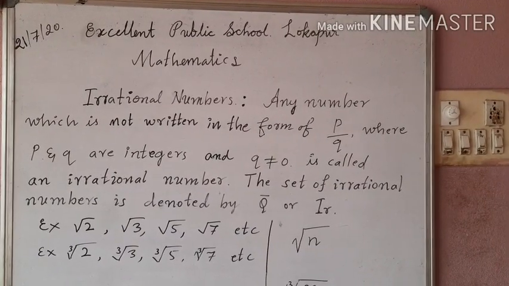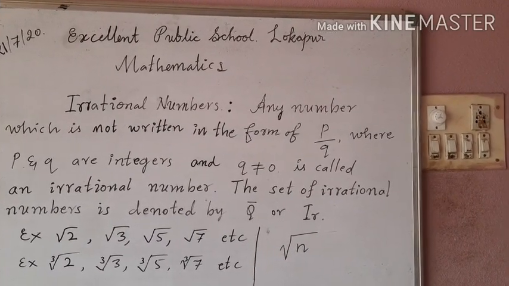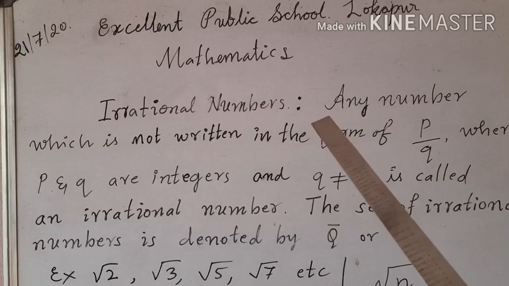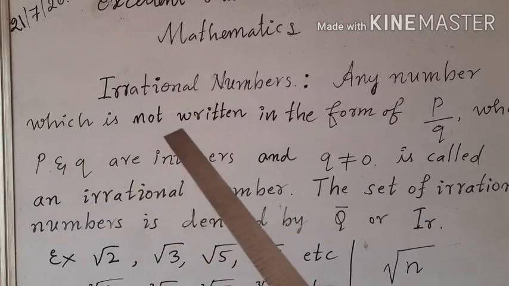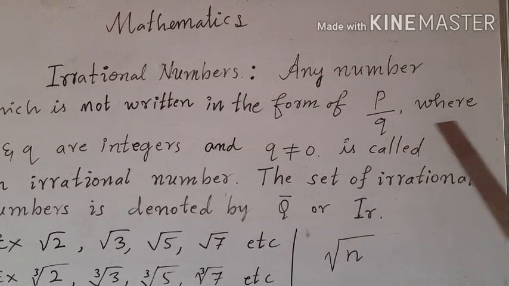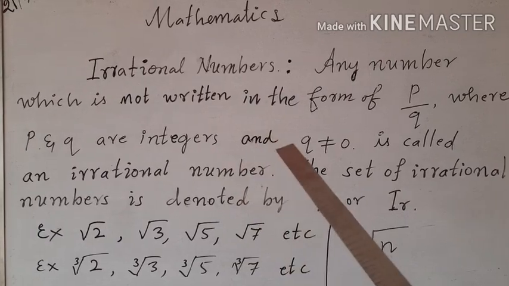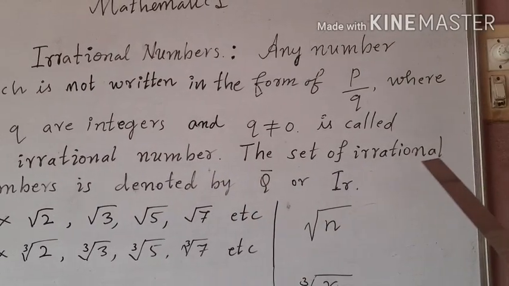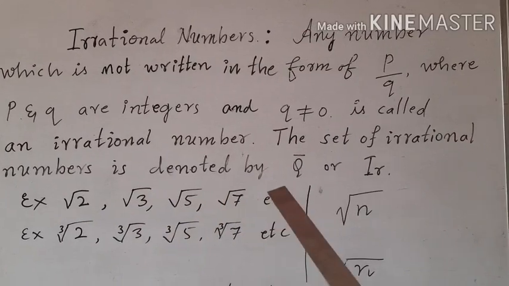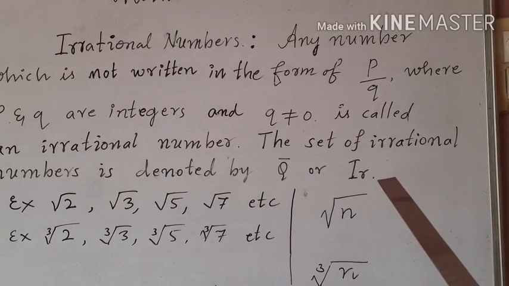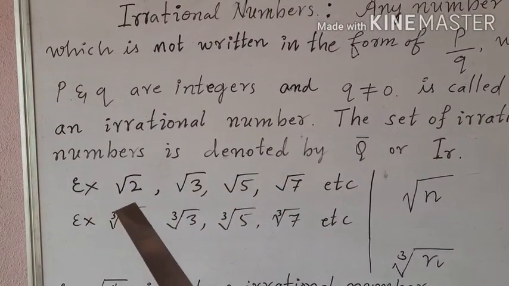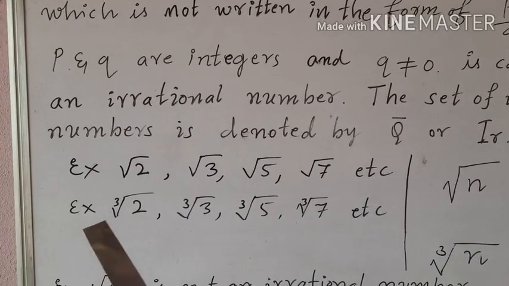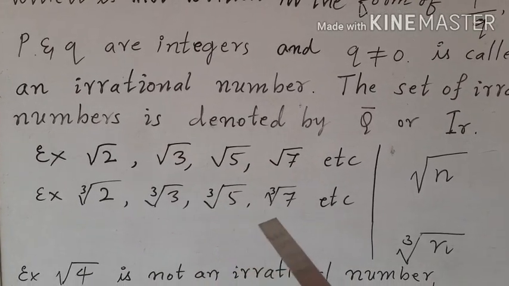Now, look at the board, children. Irrational numbers. Let us understand the definition of irrational numbers. Any number which is not written in the form of P by Q, where P and Q are integers and Q is not equal to 0, is called an irrational number. The set of irrational numbers is denoted by Q bar or IR. Examples for irrational numbers are root 2, root 3, root 5, root 7, etc. And cube root of 2, cube root of 3, cube root of 5, cube root of 7, etc.